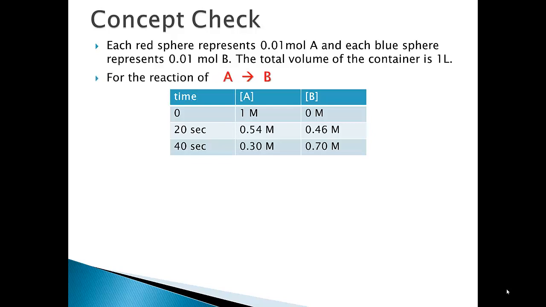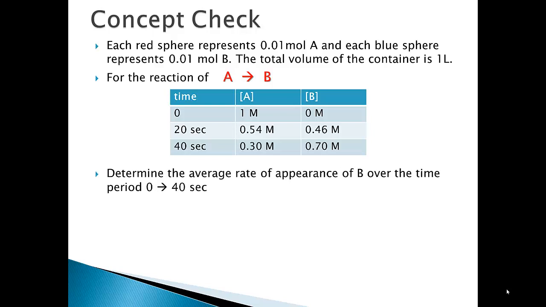So for the reaction of A to B, we need to determine the average rate of appearance of B over the time period 0 to 40 seconds. Notice in the question here we've been given the time period. If we're not given the time period, it's difficult to determine the average rate. But if you're told to determine the average rate and you're not given the time period, assume that it's going to be over the entire reaction, so right from the start to right at the finish. This is over the 40 seconds though. That's the longest time period that we were given. That's not necessarily the end of the reaction in this case.